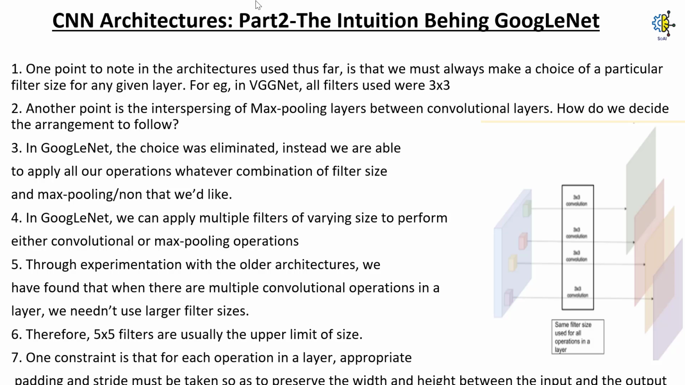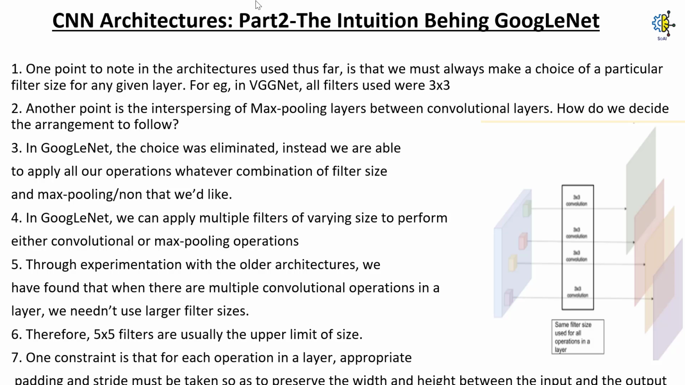Instead, we are able to apply all our operations, whatever combination of filter size and max pooling that we would like. In GoogLeNet, we can apply multiple filters of varying size to perform either convolutional or max pooling operations. Through experimentation with the older architectures, we have found that when there are multiple convolutional operations in a layer, we need not use larger filter sizes. Therefore, 5x5 filters are usually the upper limit of size.